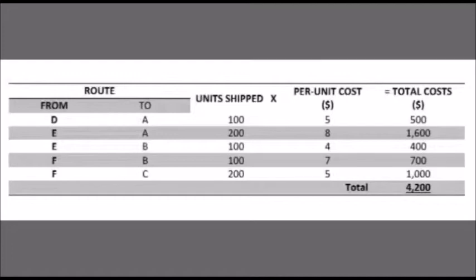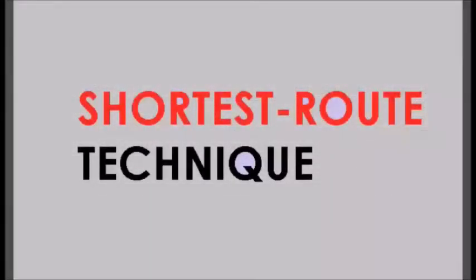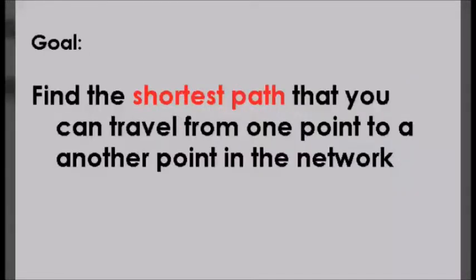And now we're done with the transportation problem. Next is the shortest route problem, a technique that minimizes the distance through a network. Its goal is to find the shortest path that you can travel from one point to another point in the network. In a network, this often involves determining the shortest route from one node to each of the other nodes.